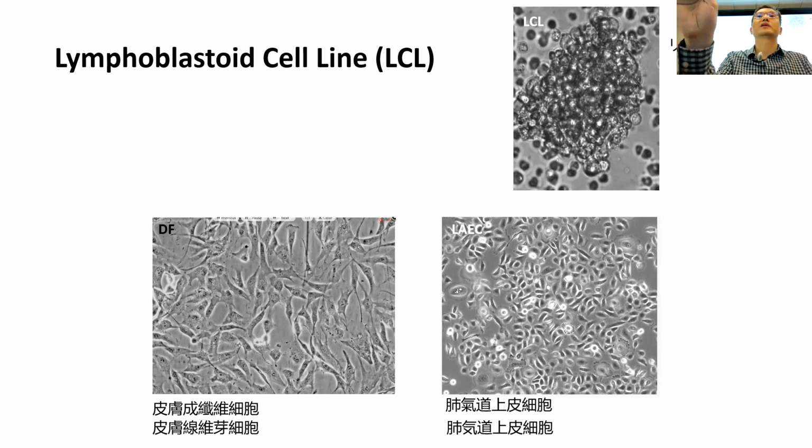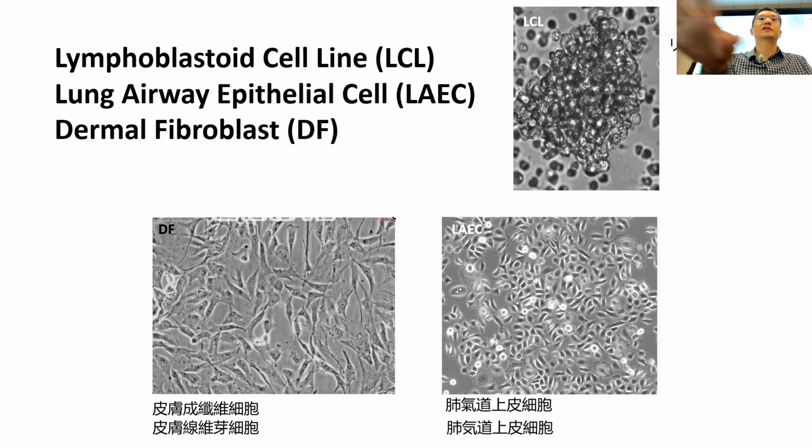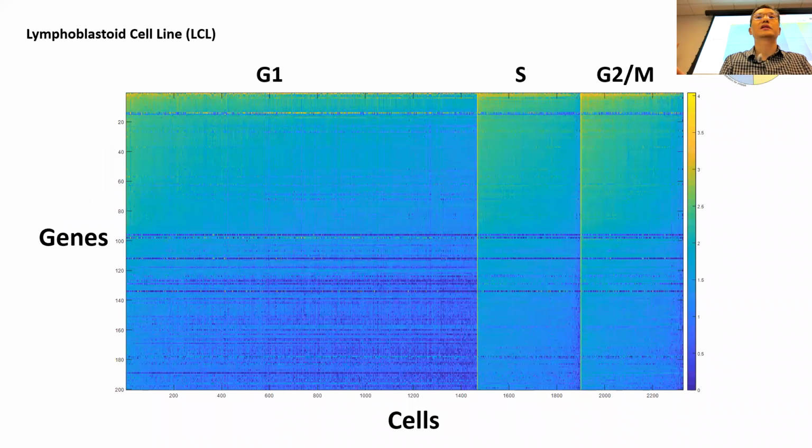the lymphoblastoid cell lines, we sequenced our cells. But the lung airway epithelium cells, we collected from existing data, and also dermal fibroblasts. And also, we have a new cell type. I'm not going to tell you right now, but later you will see what cell type we use in the study.